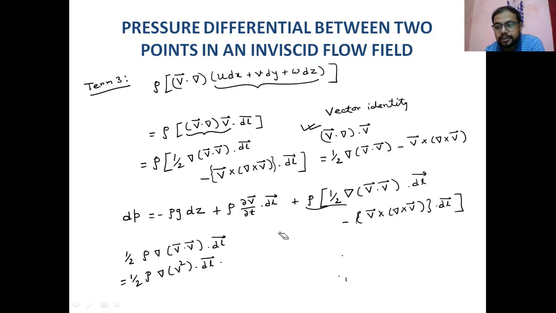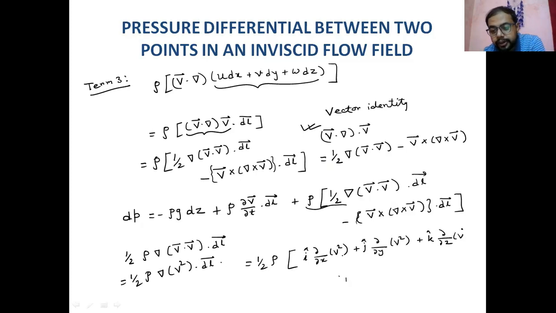Now this part, what does it mean? This part means that half rho is common. Del of v square is nothing but i of d dx v square plus j of d dy v square plus k of d dz v square. That is the meaning of del v square.